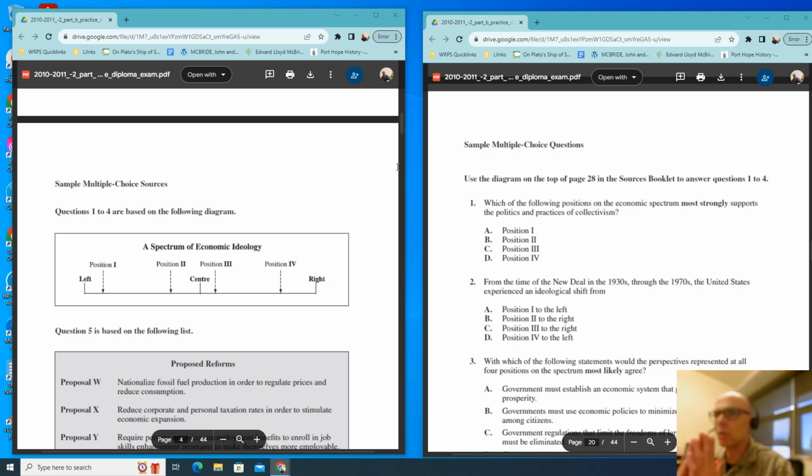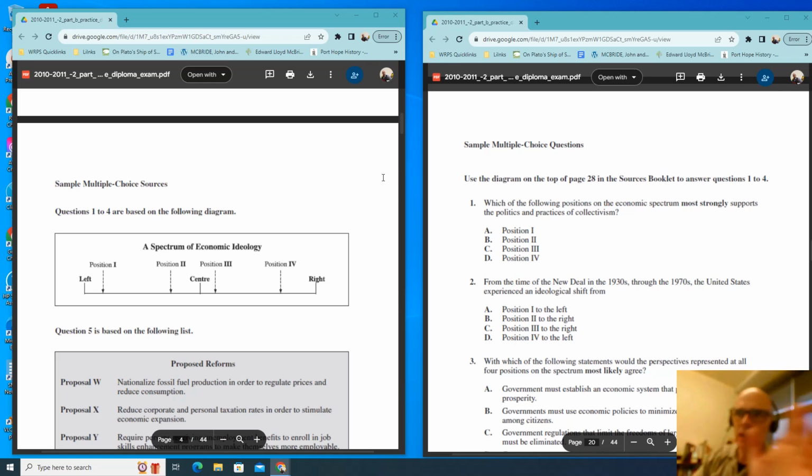So the first question we see is an economic question. And I'd always read the question before I look at the source. Which of the following positions on the economic spectrum most strongly supports the politics and practices of collectivism? So before I look at the source, I might consider what am I anticipating to see. So collectivism, economic collectivism, I'm thinking of socialism, I'm thinking of communism, and I'm thinking of the left-right spectrum, and I'm going to think that collectivism economically is on the left.